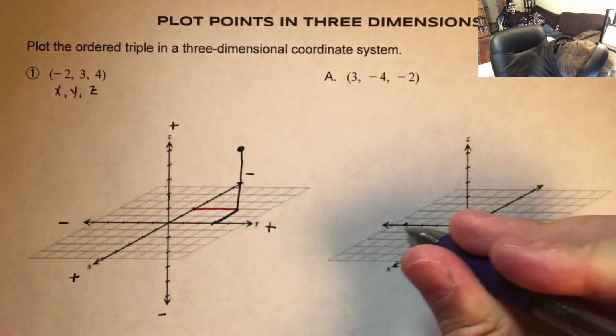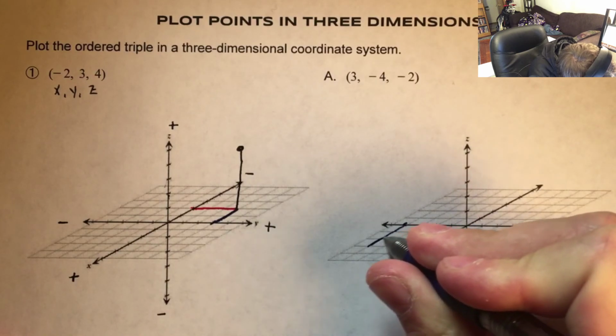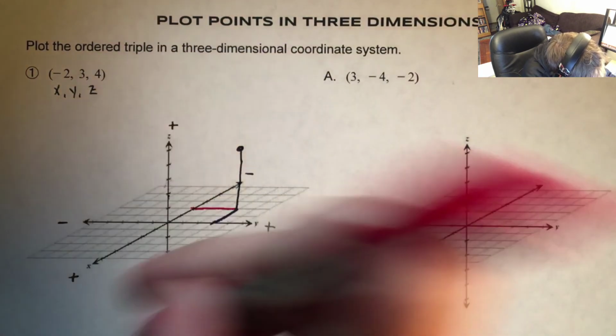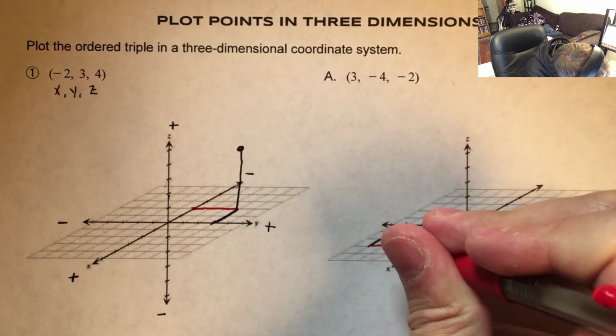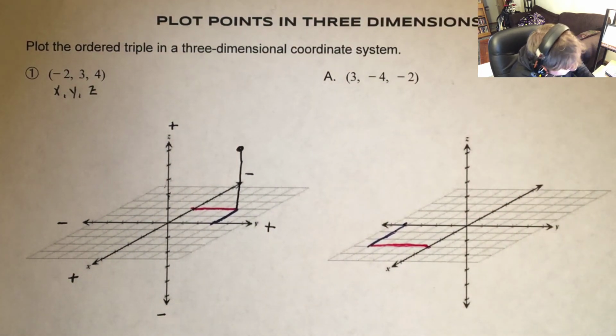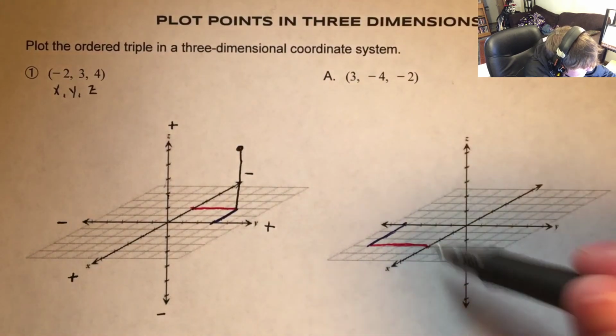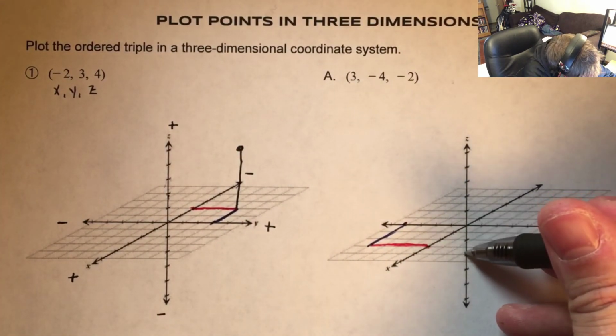Okay, and so now I can trace these lines. 1, 2, 3, and I know it's 3 because that's my X value, and so then this intersection. I know that my ordered triple is going to be directly above that spot or directly below that spot. Okay, my Z value is -2, so I'm going to go down approximately 2 units.